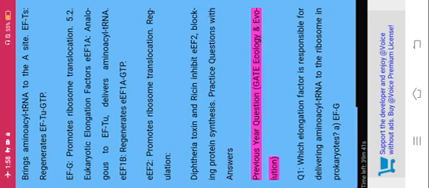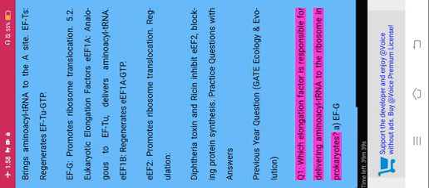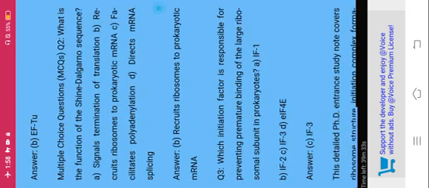Practice questions with answers. Previous year question, GATE Ecology and Evolution. Q1, which elongation factor is responsible for delivering aminoacyl-tRNA to the ribosome in prokaryotes? A. EF-G. B. EF-Tu. C. EF-Ts. D. eIF2. Answer, B. EF-Tu.